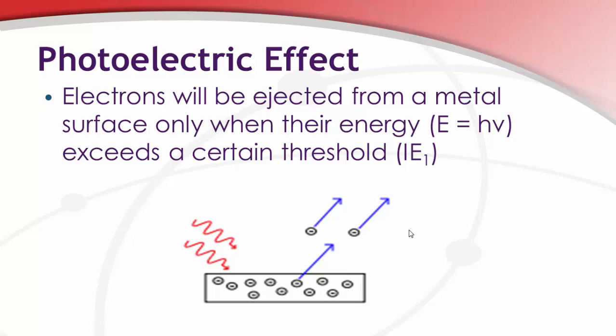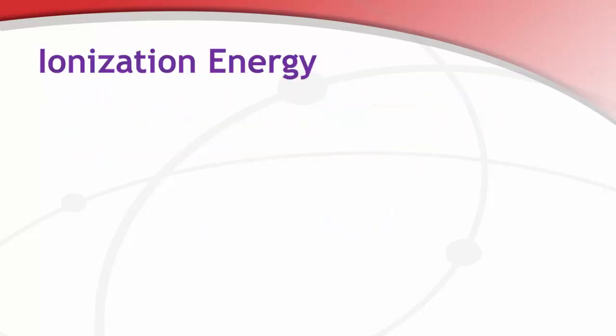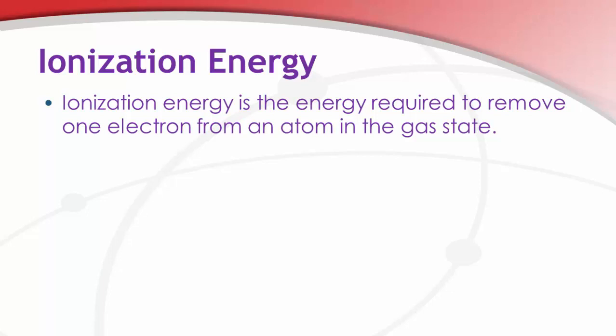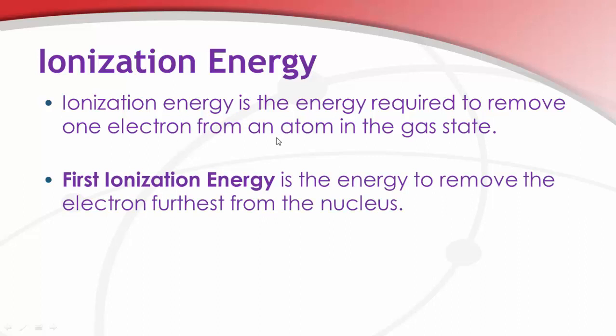Now, the photoelectric effect allows us to measure the ionization energy for these metals. That ionization energy itself is an insight into how tightly those metals are holding electrons. So the ionization energy is defined as the energy required to remove one electron from an atom in the gaseous form. The first ionization energy is the energy that's needed to remove the electron furthest from the nucleus, causing, of course, a single unit charge on a cation.